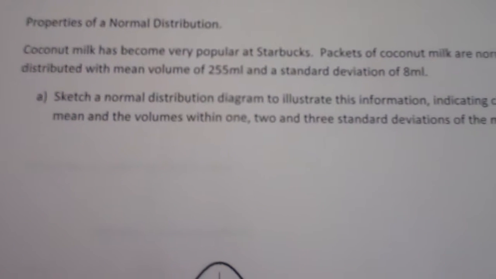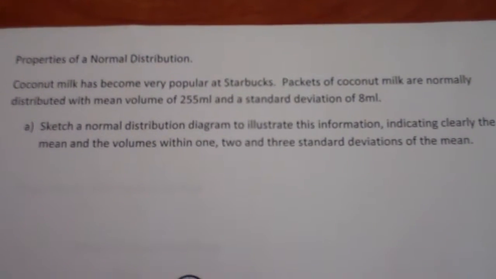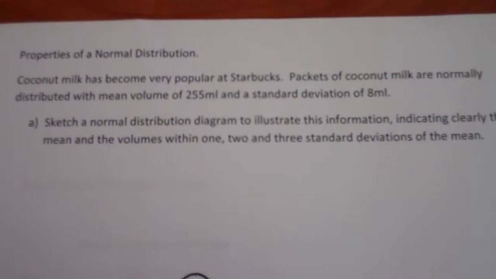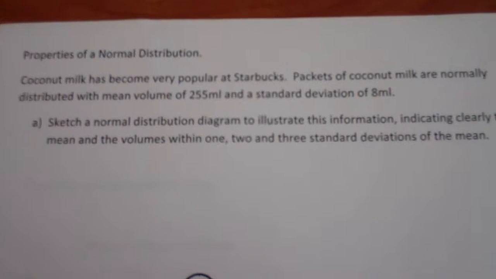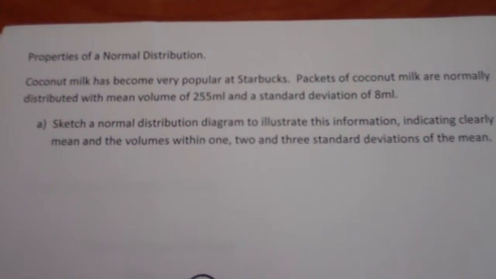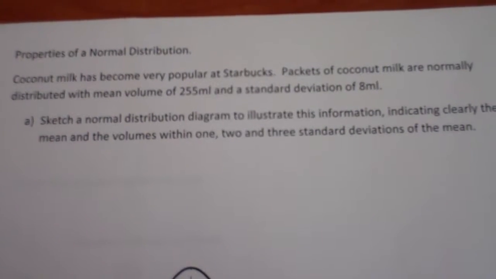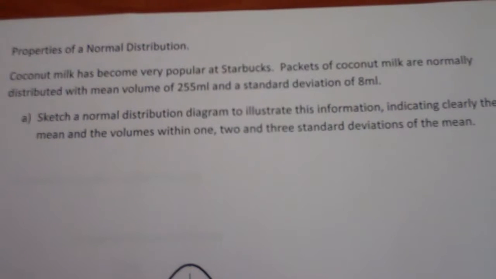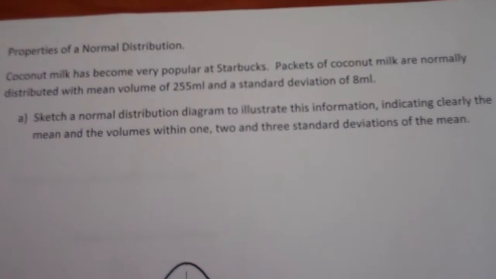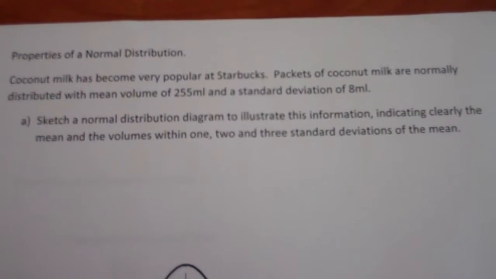I'm just going to zoom back here so you can get the full picture. It says, coconut milk has become very popular at Starbucks. Packets of coconut milk are normally distributed with mean volume of 255 milliliters and a standard deviation of 8 milliliters. Sketch a normal distribution diagram to illustrate this information, indicating clearly the mean and the volumes within 1, 2, and 3 standard deviations of the mean.